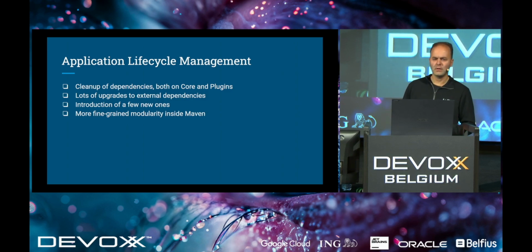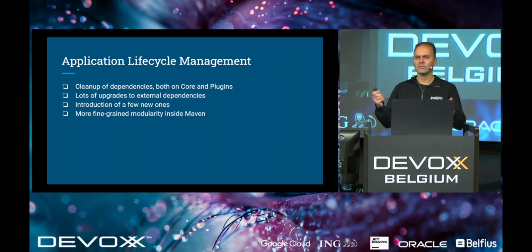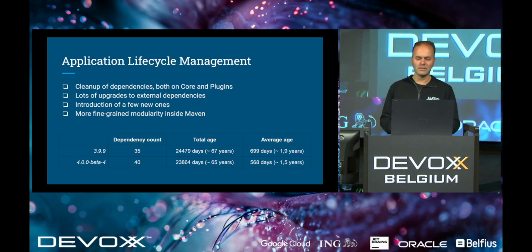Now, you may think, oh yeah, clean up and upgrades, that's all great. Show me the details. Well, I did a little bit of forensics. With Maven 3.9.9, we had 35 external dependencies. So those are dependencies not inside the org.apache.maven group ID, with a total age of roughly 67 years. I don't think we have many people here in the room that are older than that. I still need to wait quite a while for that. The average age, though, was 1.9 years, or almost 2 years, let's say.